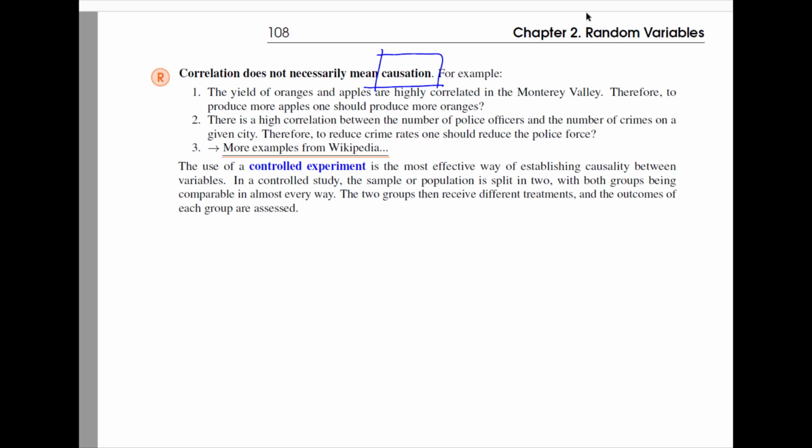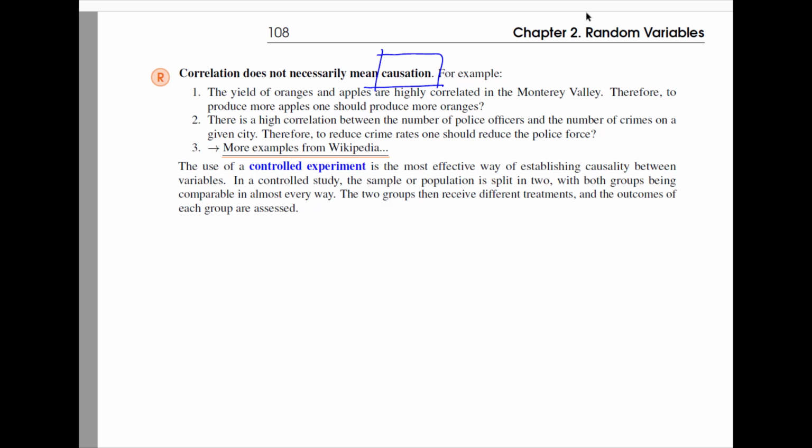The second example: there's a high correlation between the number of police officers and the number of crimes in a given city. Therefore, you might think that to reduce crimes, one should reduce the police force, right? Which, of course, doesn't make sense. The relationship in that case is reversed. So again, you find a big correlation, but you really don't know if X is causing Y or Y is causing X. There are more examples like this. Just click on that link.